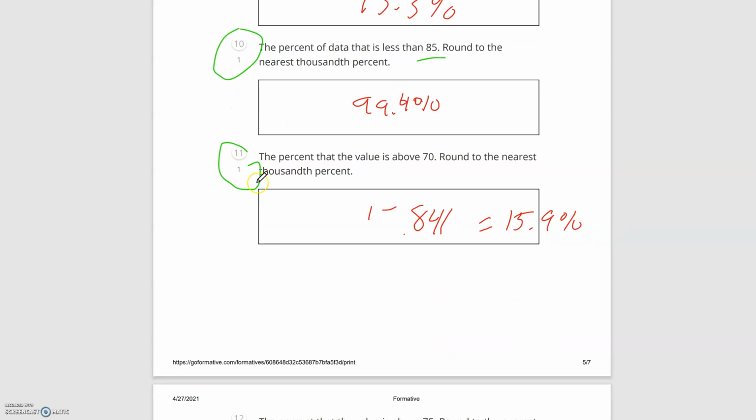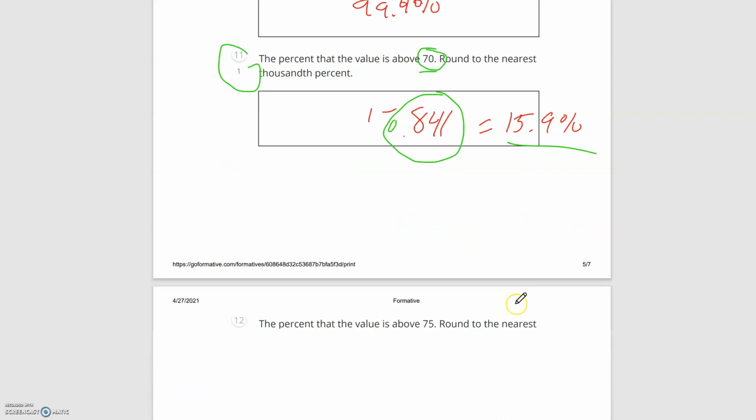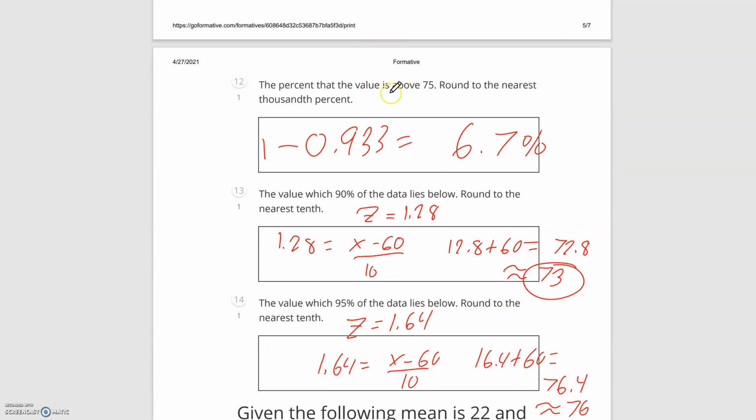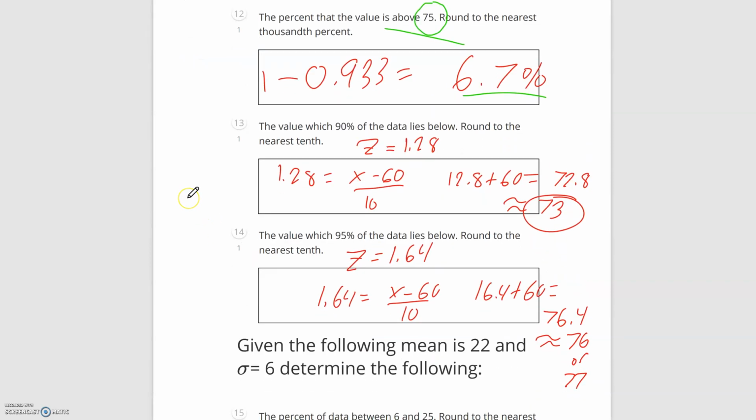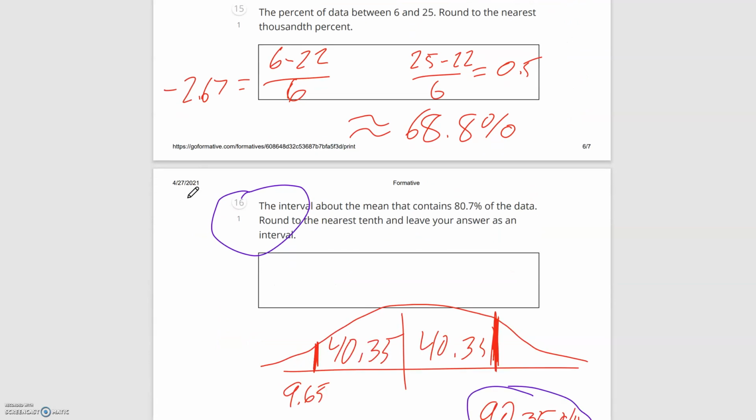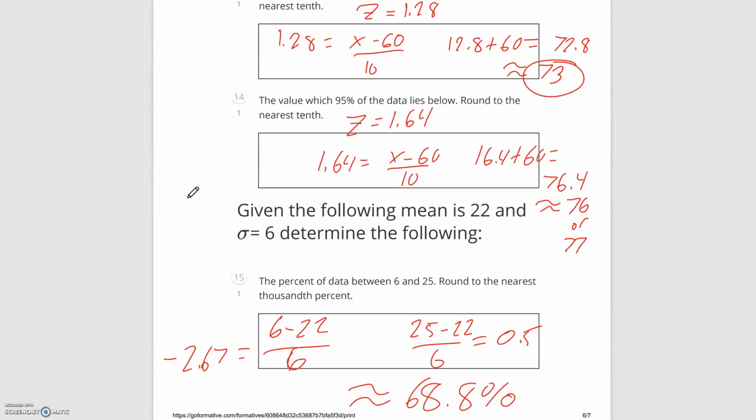Number 11 is a little interesting in that it says what is above. So I'll find the z-score for 70, find the percentage. It comes out to be about 84%, or 0.841. If I want to know what's above it, I'll just do 1 minus it, and that comes out to be 15.9% there. And same thing with 12. Since it's above, I'll find the percentage of data below 75, and then just subtract it from 1, and there's my percentage there. So honestly, once you've seen it and done it a few times, these problems aren't that bad.